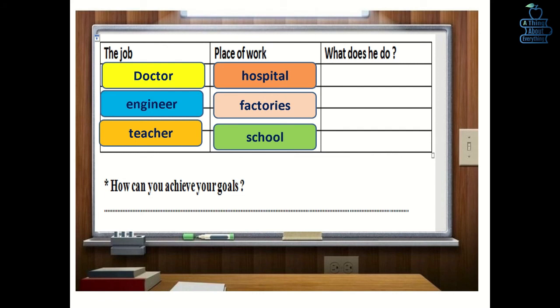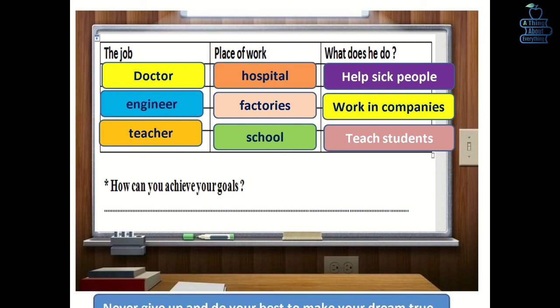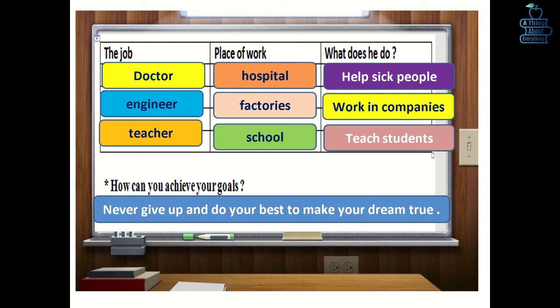What does he do and what's her job about? In hospital, what do they do? Help sick people. Engineers work in companies. Teacher teach students. How can you achieve your goals? The same idea, it's an implicit question. By never giving up and doing your best and hard work to make your dream true.